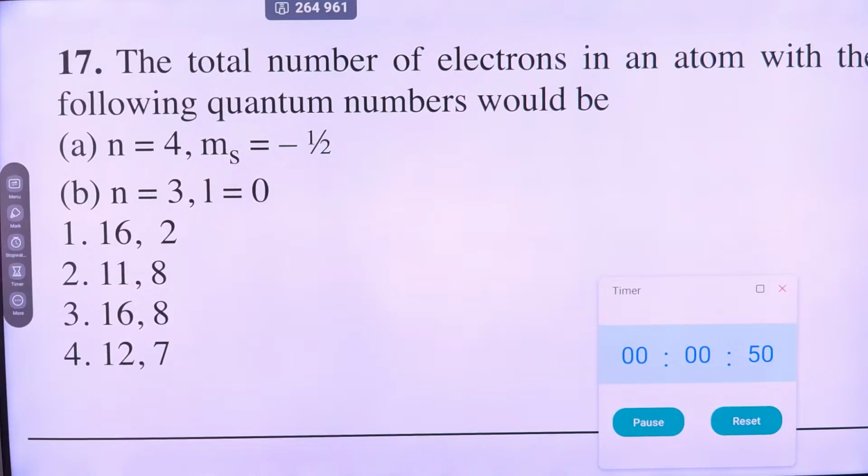The total number of electrons in an atom with the following quantum numbers will be: n is equal to 4, and n is equal to 3, the value of l is 0, and the value of ms is +1/2, -1/2. Tell me which one is the right answer. By the way, you can use one psychology in this question also.